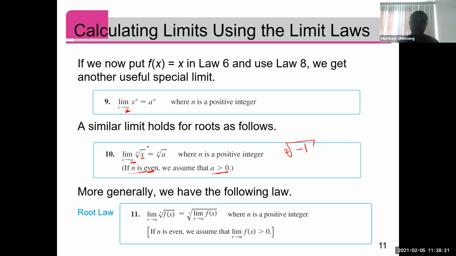Now, an extension of this radical limit is here. In general, if it's not just x, but any f of x, then the limit of the nth root of f of x is just the nth root of the limit of what is underneath the radical. And we're also assuming that if n is even, then the result underneath the root should not be negative. Well, in this case, it can be 0, no problems. So perhaps we should add this, because you can take the square root of 0 and no problems there.